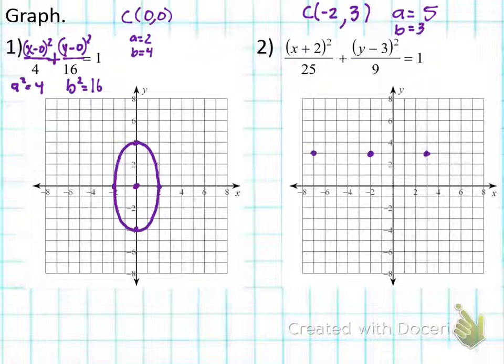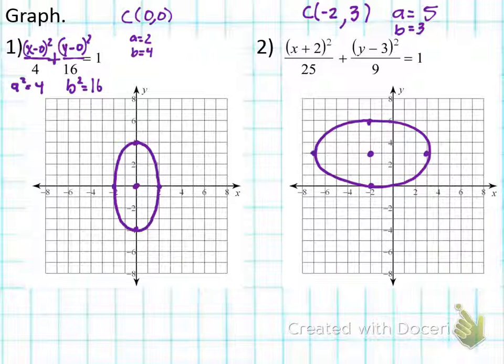Okay? And then your B is 3, so you're going to go up 3 and down 3. And then we're going to draw an ellipse. Okay? And that's it. We're done with numbers 1 and 2. That's all we're going to do today. Okay? Questions on numbers 1 or 2?